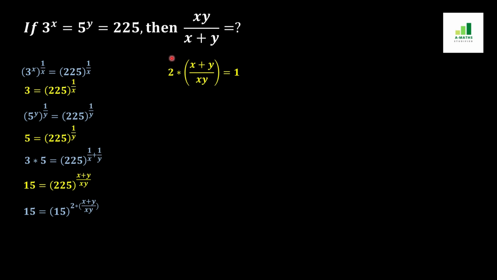Now this 2 will go in division with this 1 in the next step. But from the question we can see that our target value is xy over x plus y, not x plus y over xy. So in order to get our target, we will take the reciprocal of the values on both sides of the equation, and we will get xy over x plus y on the left side, and when we take the reciprocal of this value we will get 1 over 2. So the value of xy over x plus y is 1 over 2 for this expression.